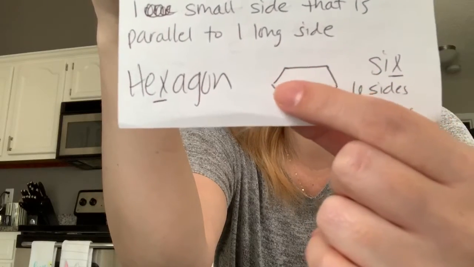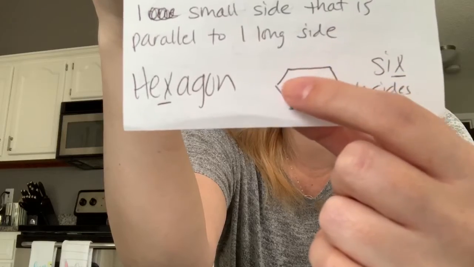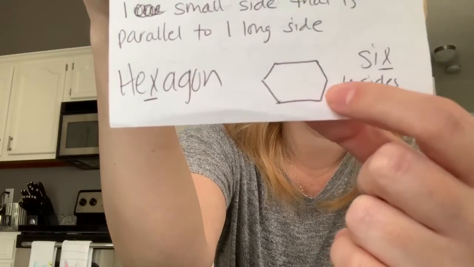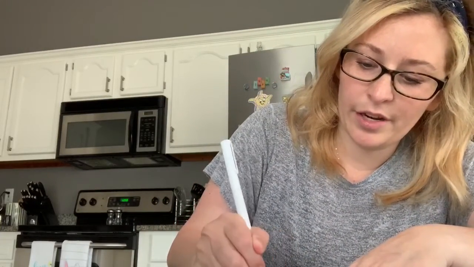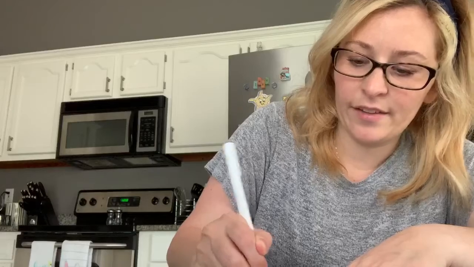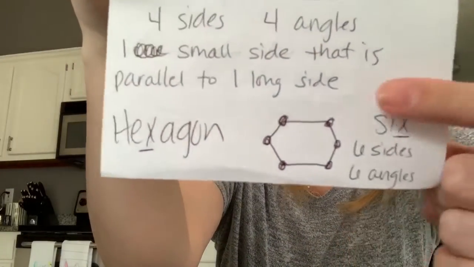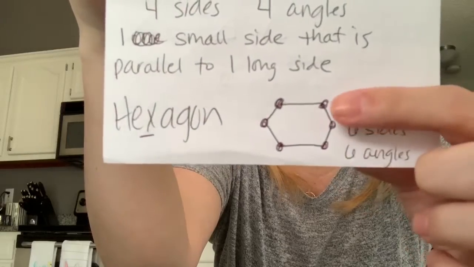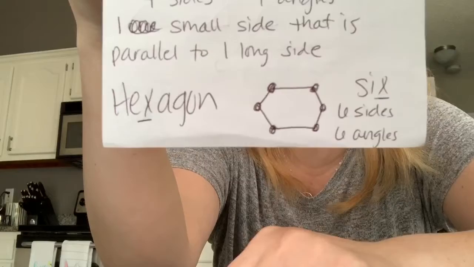1, 2, 3, 4, 5, 6. I'll make it even easier for you to see. I put dots on where my corners meet, so you can count the 6 and then you count the lines. 1, 2, 3, 4, 5, 6. Hex. 6. Okay. Last one.